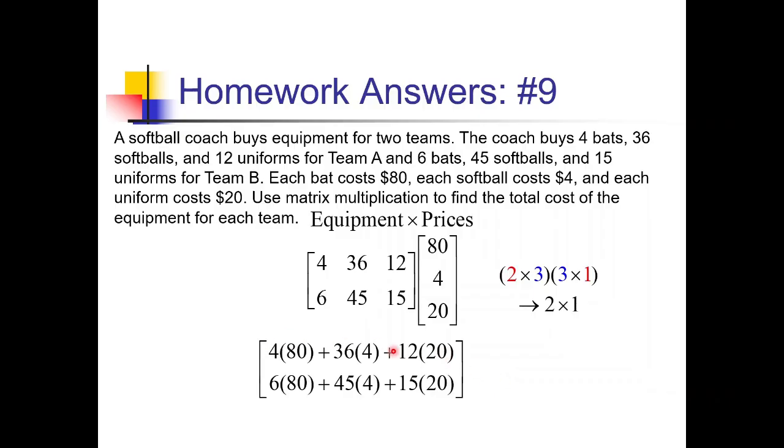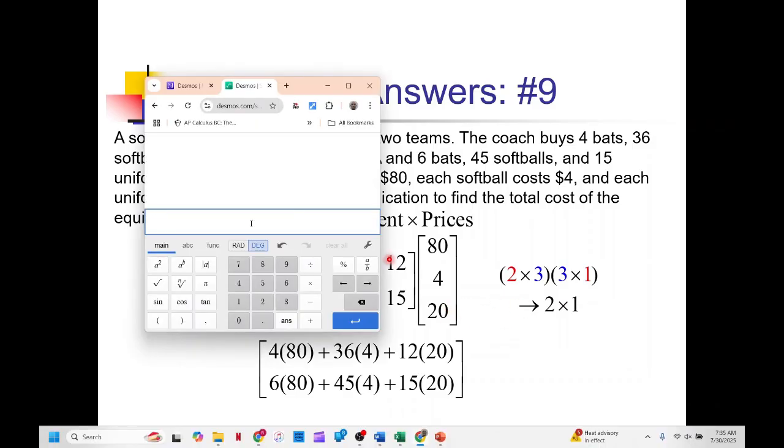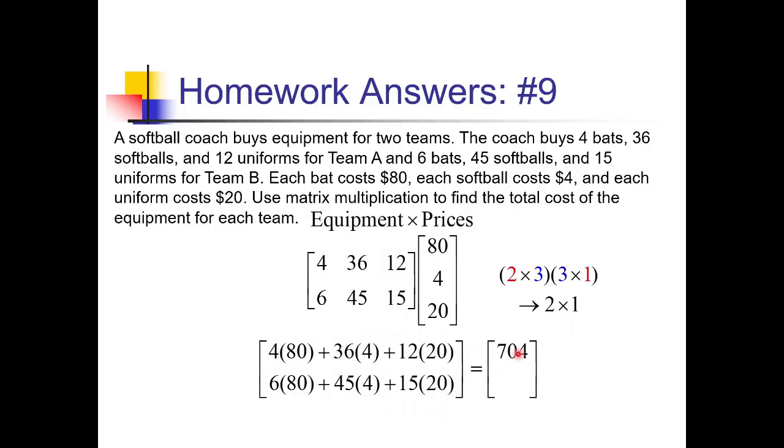And I might be able to do this without a calculator, but what do I have to prove here? I'm just going to do it on Desmos, and we'll make sure we have the right answer. So time to plug all this in. We have 4 times 80. We have 36 times 4, plus we have 12 times 20. Grand total of $704 that we're spending there.